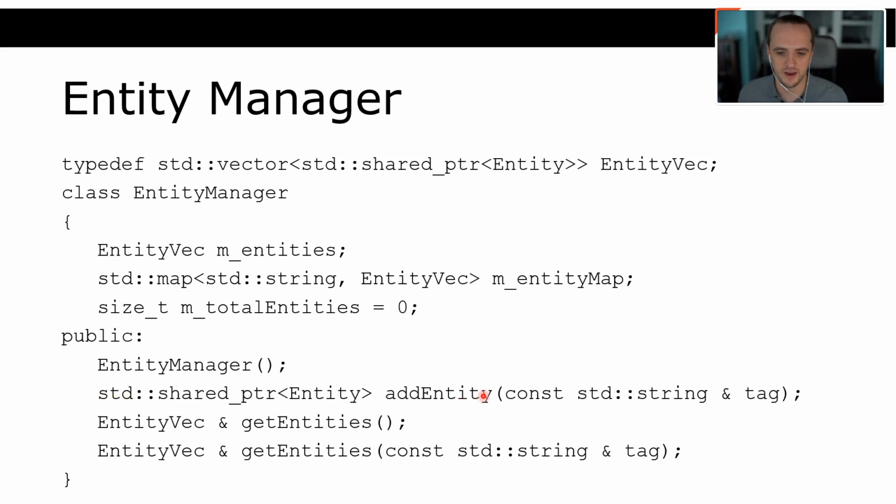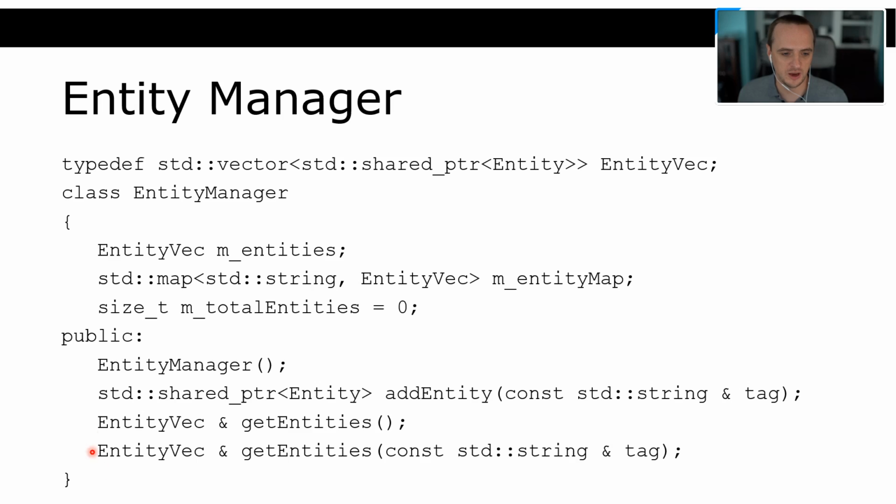We're also going to have a function called addEntity. And what we'll see later is what we're going to do when we add an entity. So addEntity takes in a tag as the argument. This function within the entity manager is going to create a new entity. It's going to add it to the entity map and the vector of the entities, and it's going to return a pointer to that entity. And we'll see how we use that later.